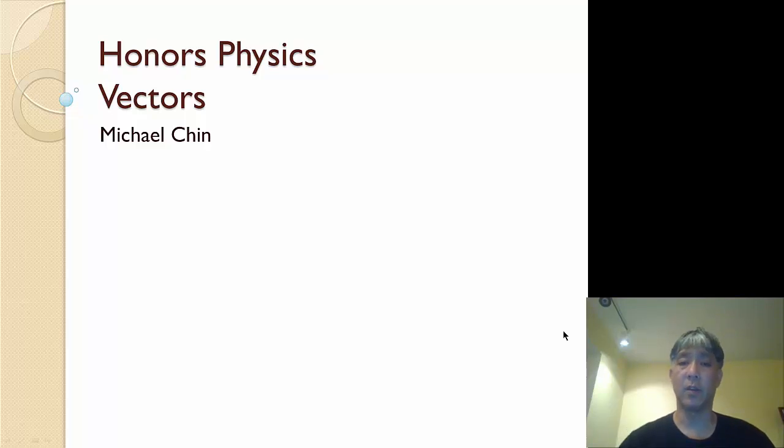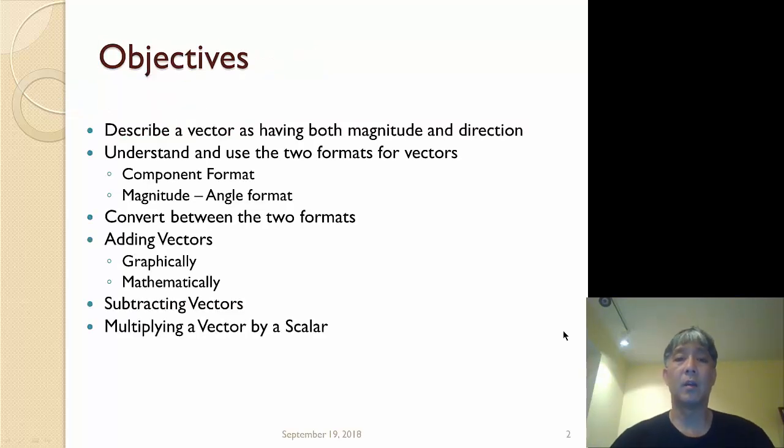Today's lesson is going to be on vectors. What we're looking to do in this lesson is to understand that a vector has both magnitude and direction. We'll also be looking at the two different formats for vectors. Okay, we have a component format and a magnitude angle format, and we'll have to convert between those two formats. We'll also add vectors both graphically and mathematically, and the other operations we'll be doing are subtracting them and then multiplying a vector by a scalar.